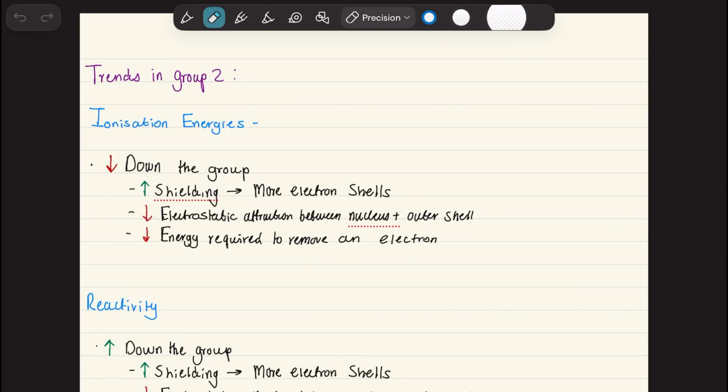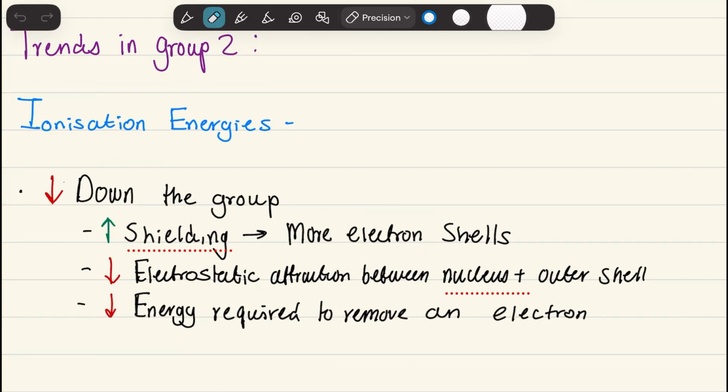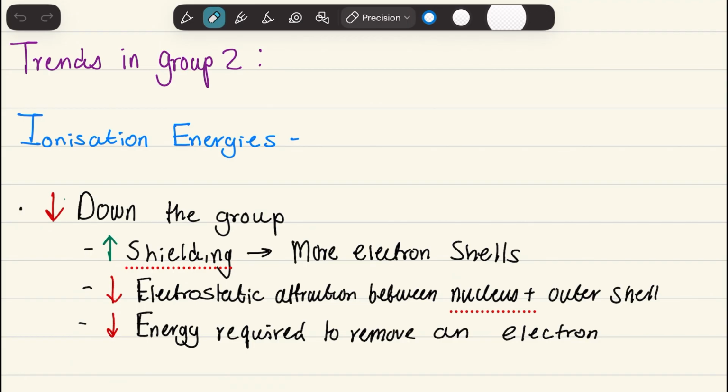Something really important that we cannot forget is trends. Ionization energy is the first one we need to talk about, and it's going to decrease down the group. We've talked about this in a previous lesson, but we are just going to recap it. If we have more shells, we have more shielding, and more shielding means the attraction between the outermost electrons and the nucleus is weaker. So the electrostatic attraction is weaker, and less energy is required to remove that electron. So ionization energy is going to decrease going down the group.